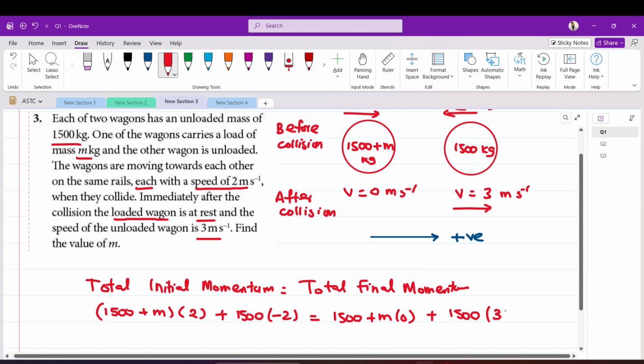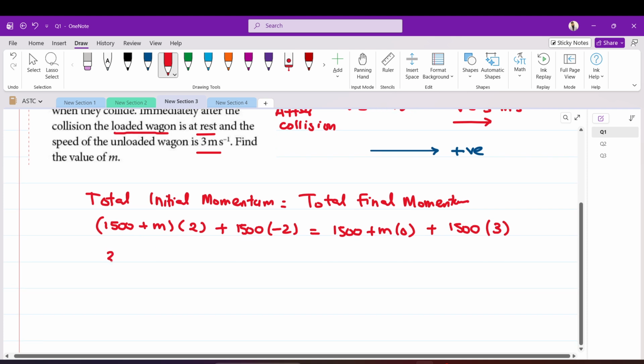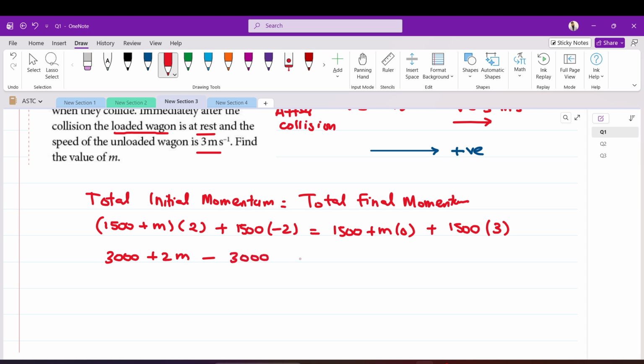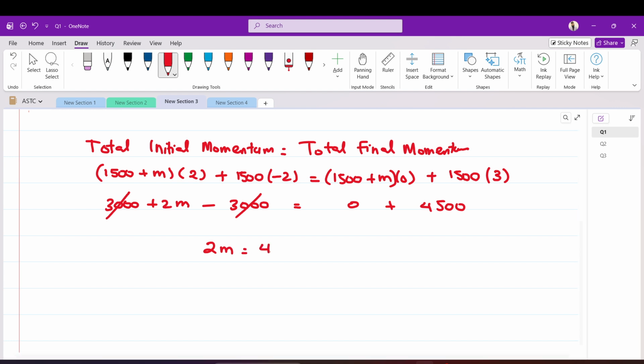So now I can write this 1500 times 3. Now let's calculate. 2 times 1500 will be 3000, plus 2m, minus 3000 equals, this whole bracket multiplies with 0, so this becomes 0, and this becomes 4500. This 3000 cancels with this 3000. So we have 2m equals 4500. Therefore, m is equal to 4500 divided by 2, so that gives us 2250.